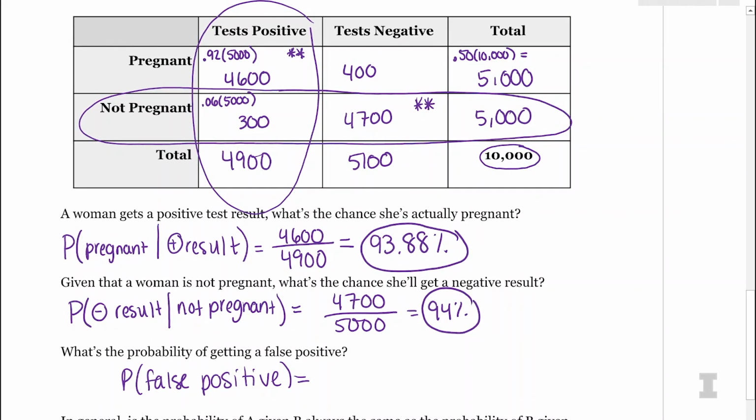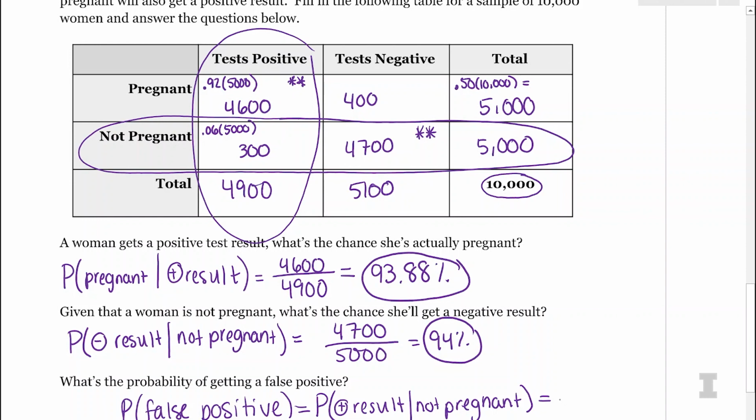Well, so this is what a false positive is. They are receiving a positive result. So they get the positive result given that they are not actually pregnant. Given that they are not pregnant. And so we know that they're not pregnant, so they're one of the 5,000 people who are not pregnant. And then there's only 300 of them that will get a positive result. So the false positive rate is going to be what? 6%. And that actually makes sense looking at the previous question.